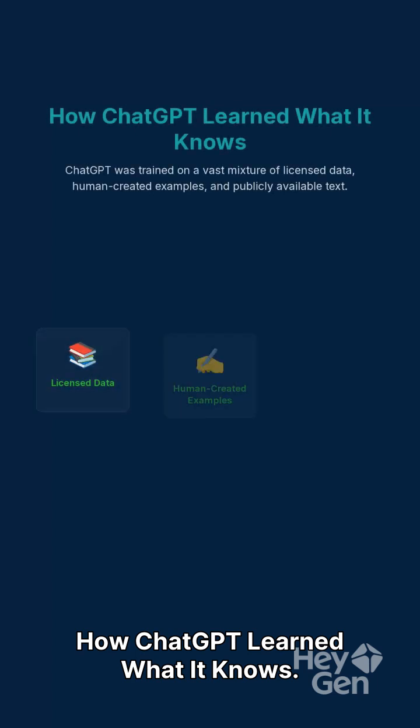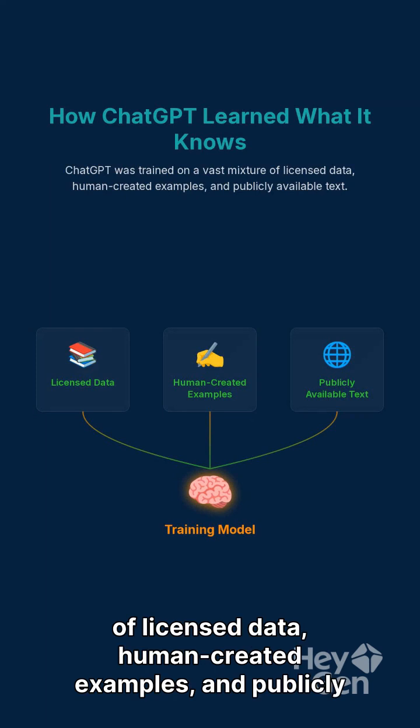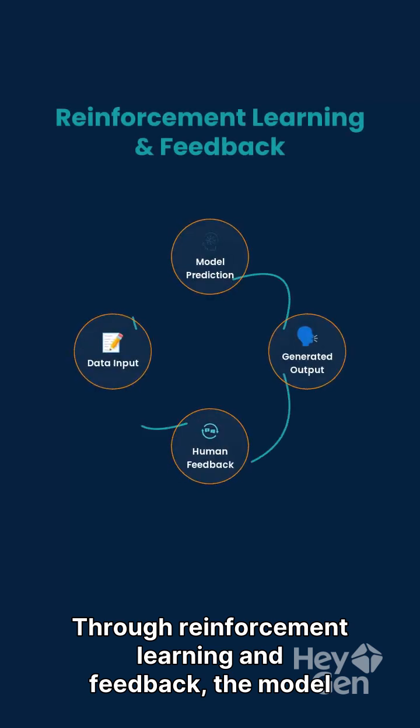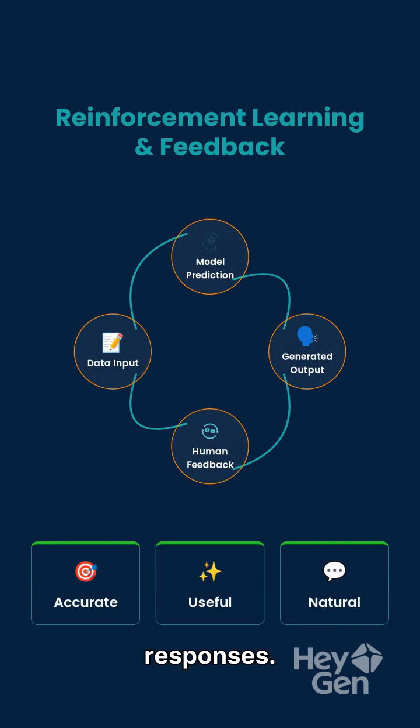How ChatGPT learned what it knows. ChatGPT was trained on a vast mixture of licensed data, human-created examples, and publicly available text. Through reinforcement learning and feedback, the model learned to produce accurate, useful, and natural-sounding responses.